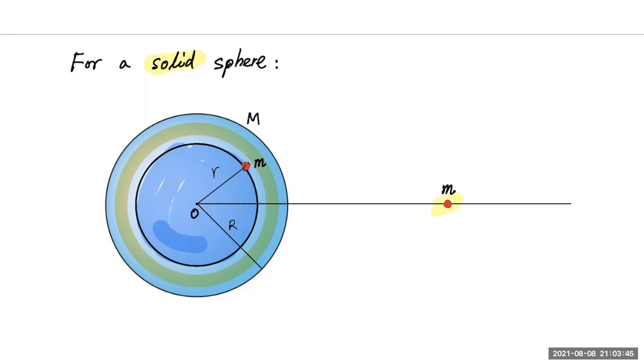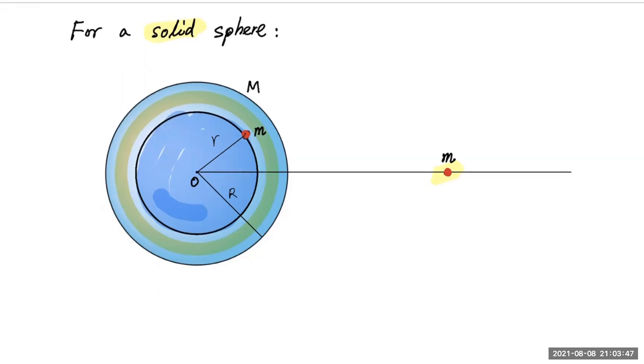Okay, so we have Fg equals G times the mass of the sphere times the mass of that point divided by r squared, and it's when r is greater than the radius. So that result is the same. You cannot tell the difference between a spherical shell and a solid sphere if the point mass is outside. They produce the same exact gravitational pull on that point mass.